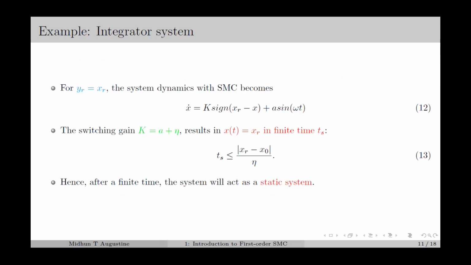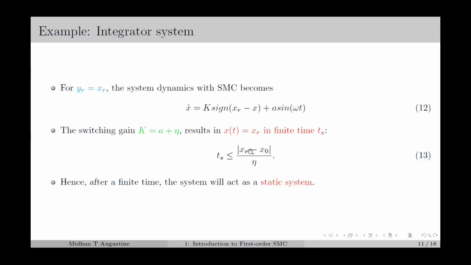Next, we briefly discuss the case with the non-zero reference, where yr is equal to xr, which is a non-zero constant. In that case, the system dynamics with SMC becomes as in equation number 12, where xr also appears. Here also, if we select the switching gain k as a plus neta, we can ensure that the magnitude of x will decrease at a rate of at least neta, which results in x of t equal to xr in a finite time ts, where ts is bounded as in equation number 13.